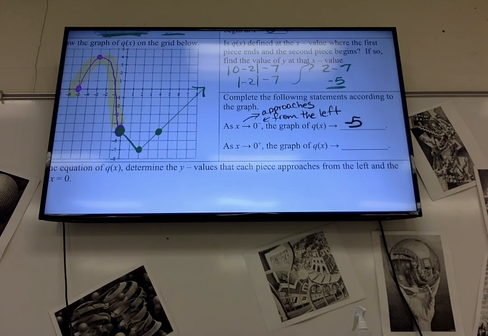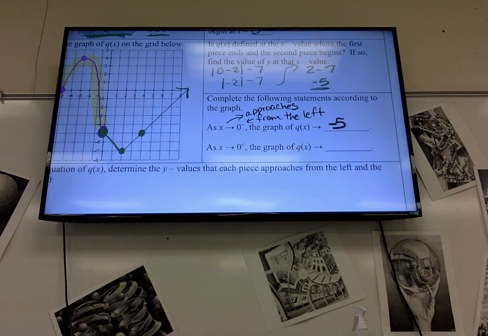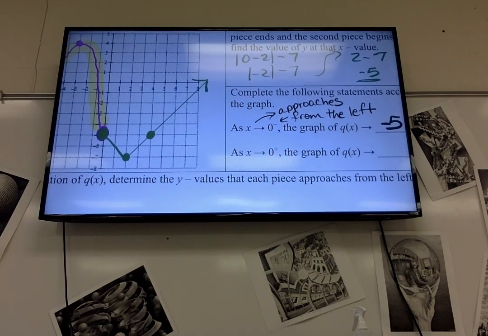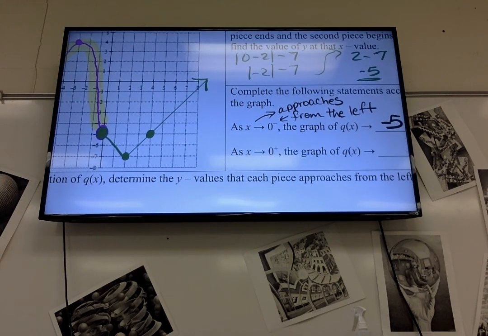So what do you suppose this one's saying? As x approaches 0 from the right. That plus sign just means from the right. Awesome. As I approach it from the right, so as I go from the right, that's this way. As I approach 0, what am I getting closer and closer to? Still -5.